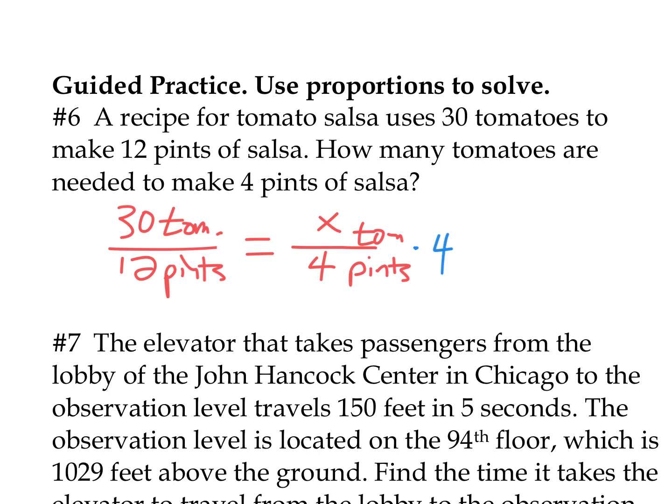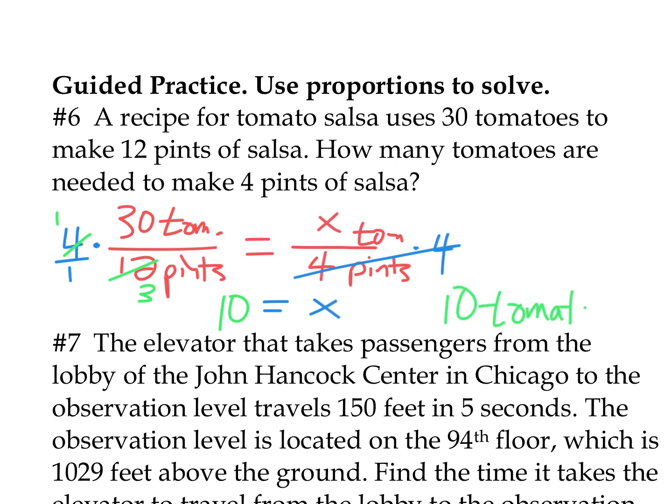We could multiply by 4 on both sides, or you could use cross products. We'll do that in another example so we can see how that works. But here the 4 cancels with the 4. So we're going to have x by itself. This is 4 over 1. And again, we can simplify that here before we multiply. We'll make that a 1 and a 3. So we have 30 over 3, which is 10. So we need 10 tomatoes to make the 4 pints of salsa.